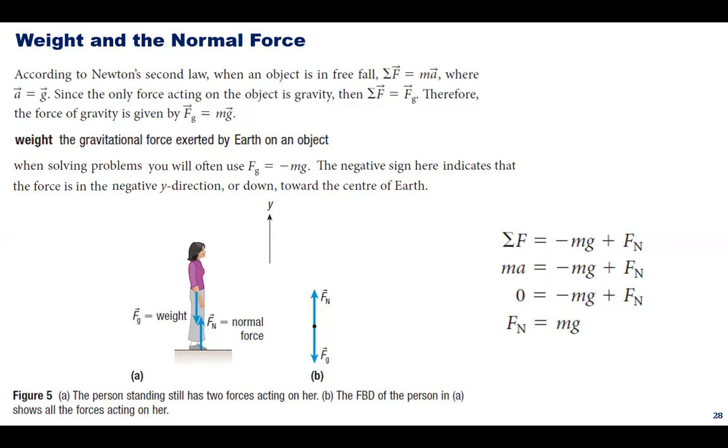For example, if someone pushed down on the shoulder of the person in this figure, the normal force would increase, but the force of gravity on the person remains the same. If the person in this figure were standing on a ramp, the normal force would be perpendicular to the ramp and no longer vertical, but gravity would still point straight down. These are the two points you need to be careful with, okay?